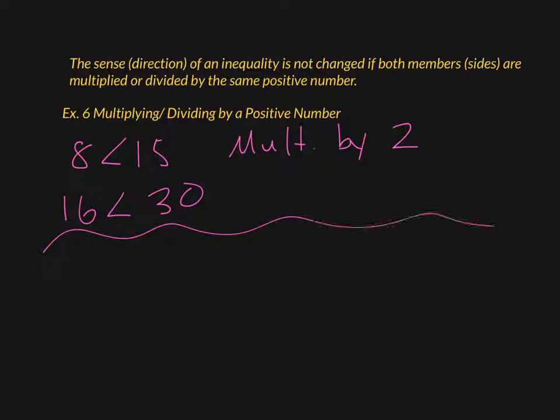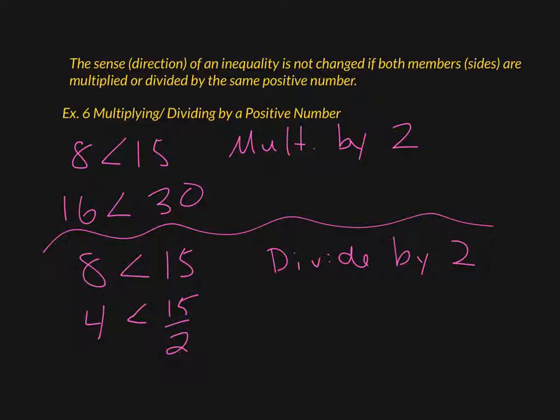Now, let's say we want to divide. Let's do 8 less than 15 again, and let's divide by 2. So this is going to give us 8 over 2, which is 4. Four is less than 15 over 2. And see, directions didn't change, sense didn't change.